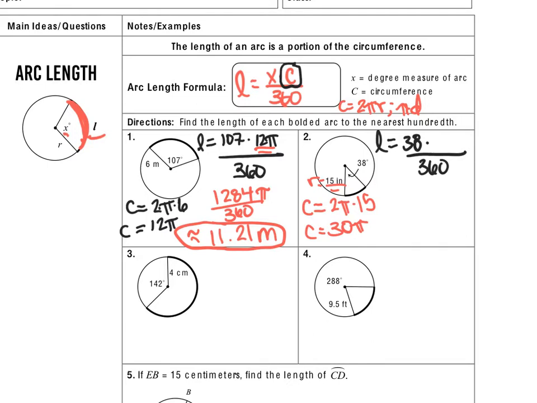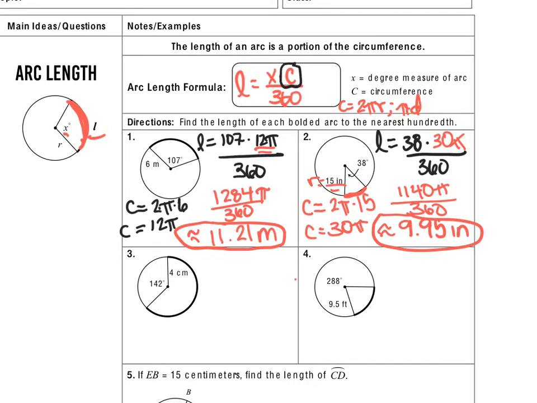So I end up having 38 times 30 pi divided by 360. I can do 38 times 30, which is 1140, and the pi just drops down over 360. So 1140 times pi divided by 360. And then in my calculator, I can do 1140 times 3.14, and then divide that number by 360. That's going to give me approximately 9.95 inches. Keeping in mind that what we're finding is this length right here. If I were to flatten that length out, it would be 9.95 inches.